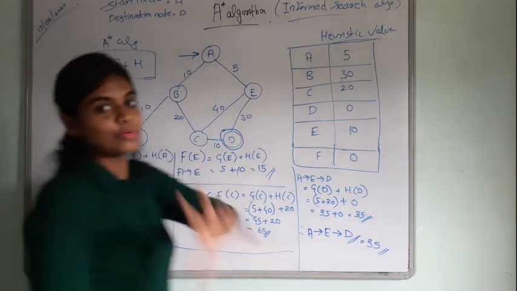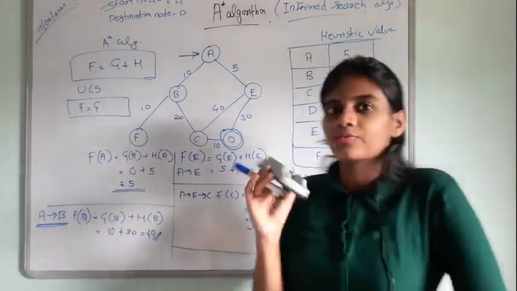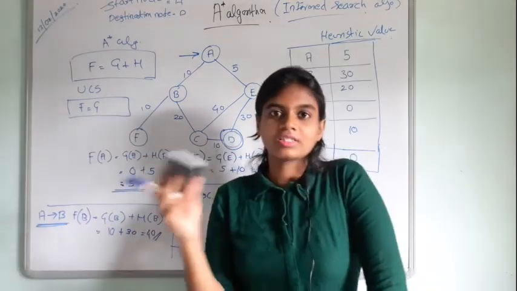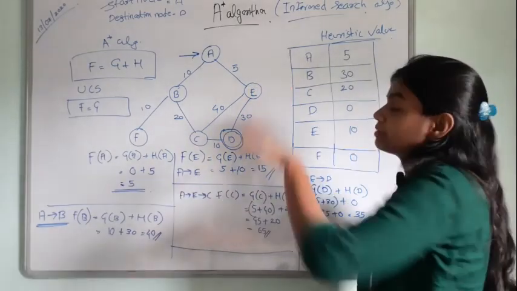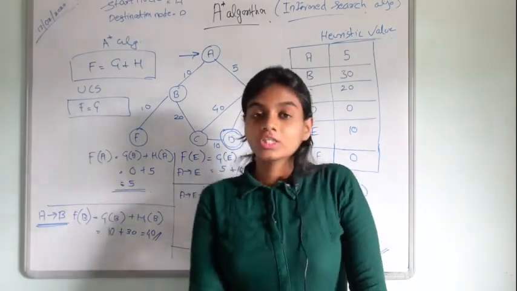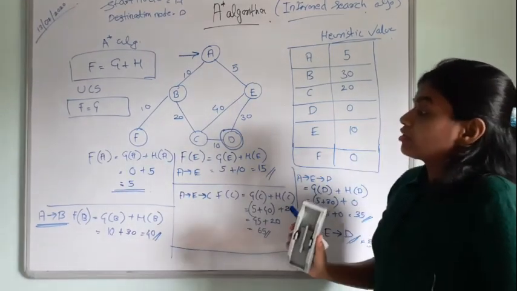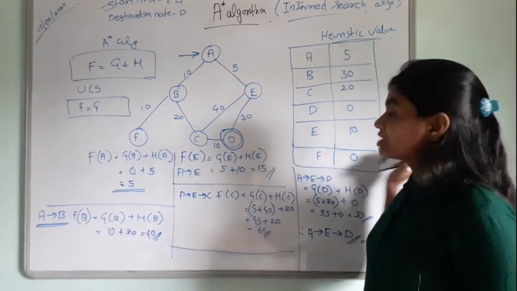So don't be confused whenever you are writing an exam. You might think it is the same as uniform cost search, so which one should I write? So don't confuse them. You must first learn the difference, then you will understand the A star algorithm and the uniform cost search. So this was all about the example I have taught you of the A star algorithm. I hope you have understood the A star algorithm example. It's very important.